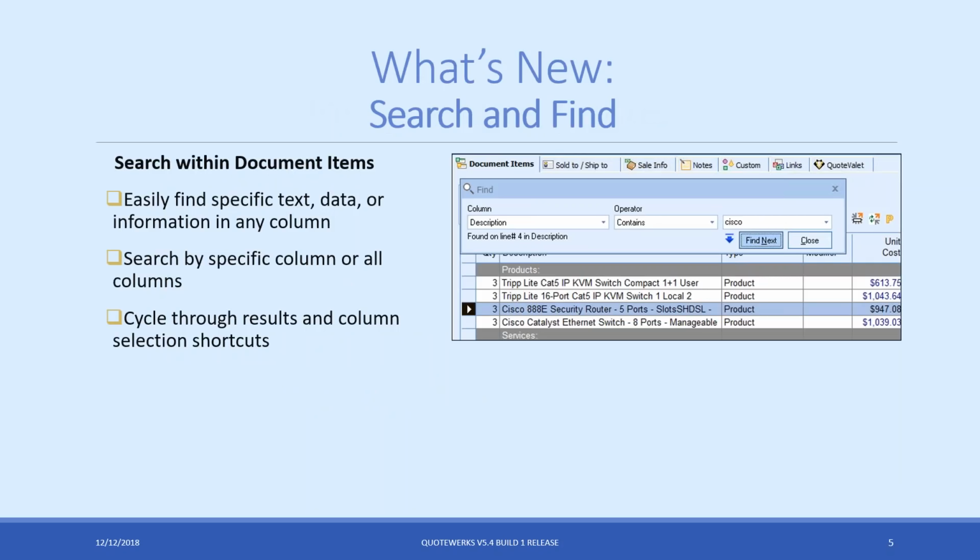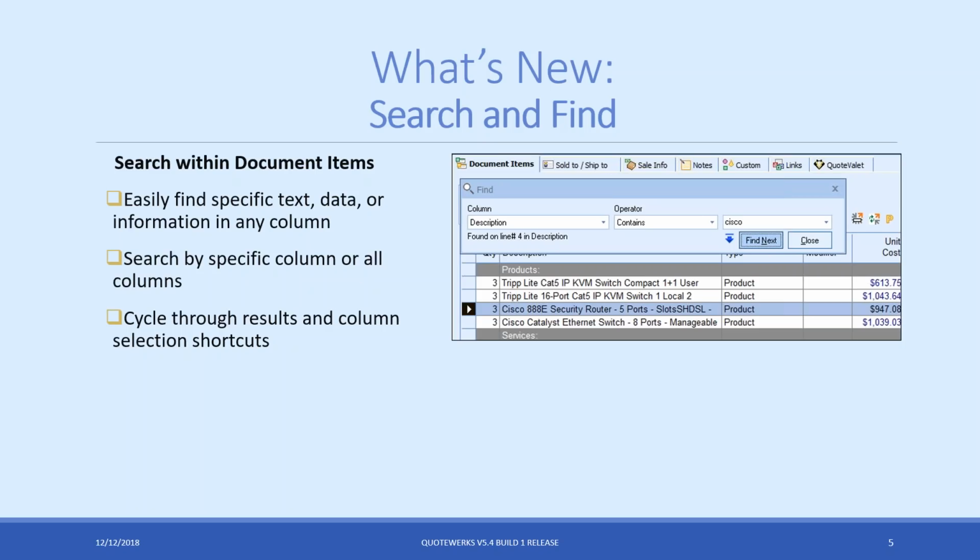All right, so let's get into some of the major features. One of the first ones is going to be the find feature, or the search and find. This is going to make it really, really easy to quickly search in any open document in QuoteWerks, where you can find specific text, data, numbers, really any way you want to search and find a specific line item in your document, you're going to be able to do that.